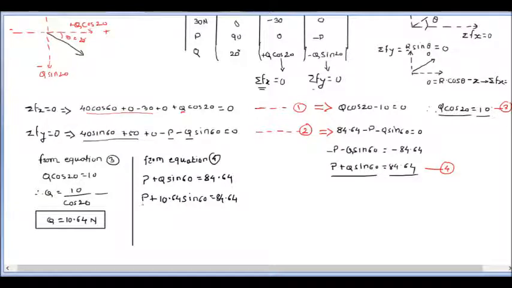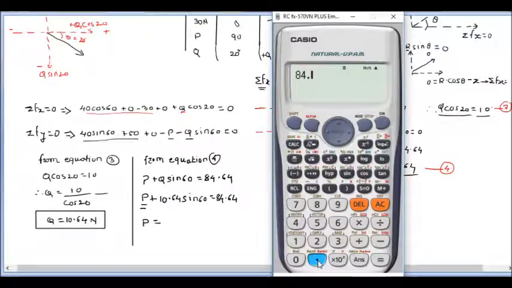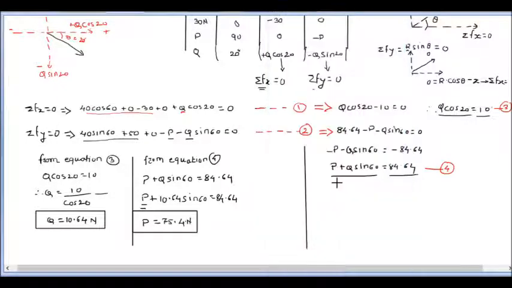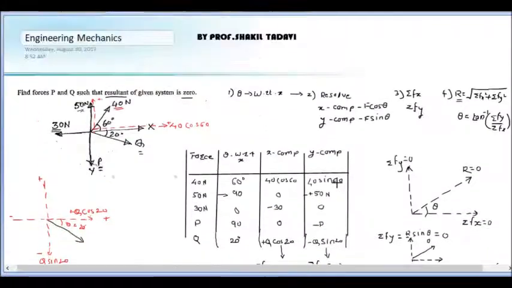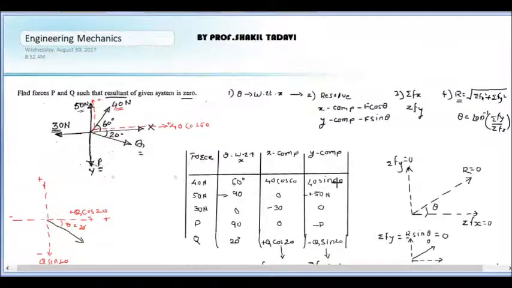Now if you observe, in this total equation there's only one unknown, so this value we can get directly. p is equal to 84.64 minus 10.64 sine of 60, and this will be 75.4. So this way we have to solve all these questions, where generally these kinds of questions are asked in the university exam where the resultant is given. Now here in this case the resultant given was 0.